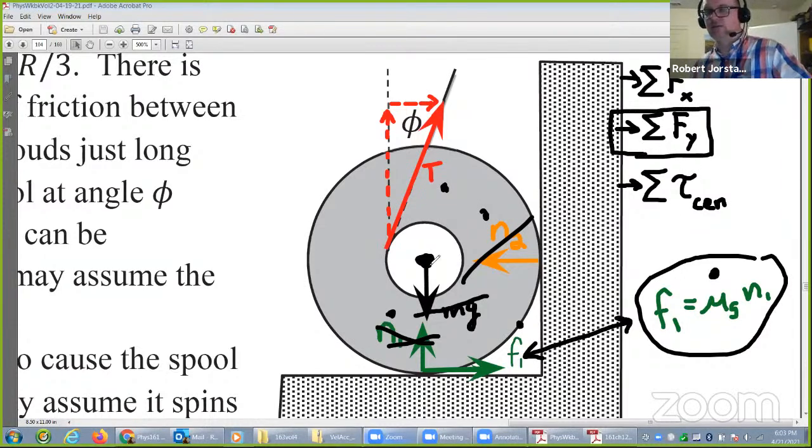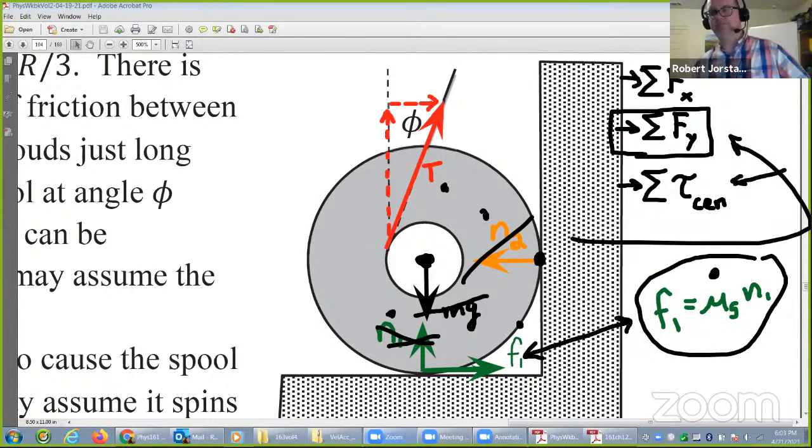Now, granted, you could pick different torques. You could pick this point over here that gets rid of N2, and maybe that would be a good spot, Jesse. That's basically equivalent to doing this and this. Got it? Yeah, I got it.